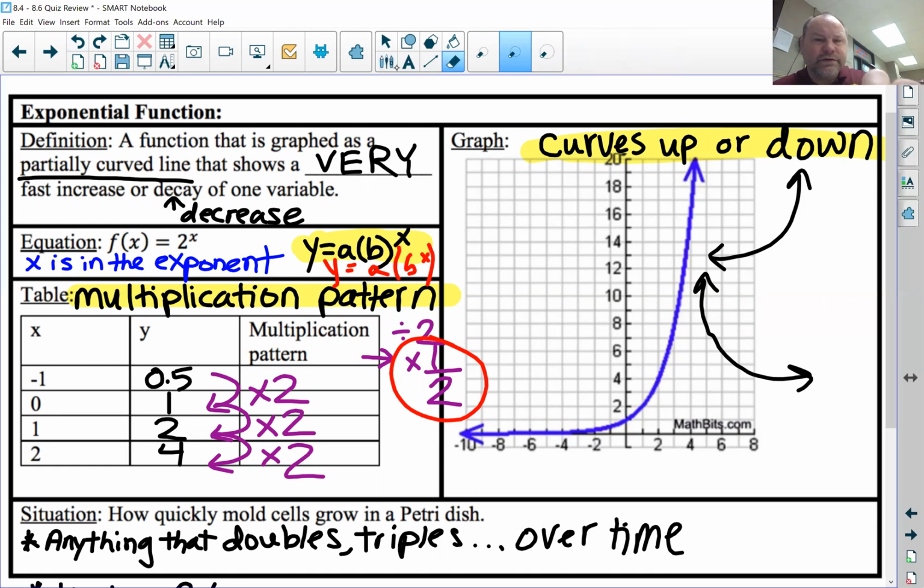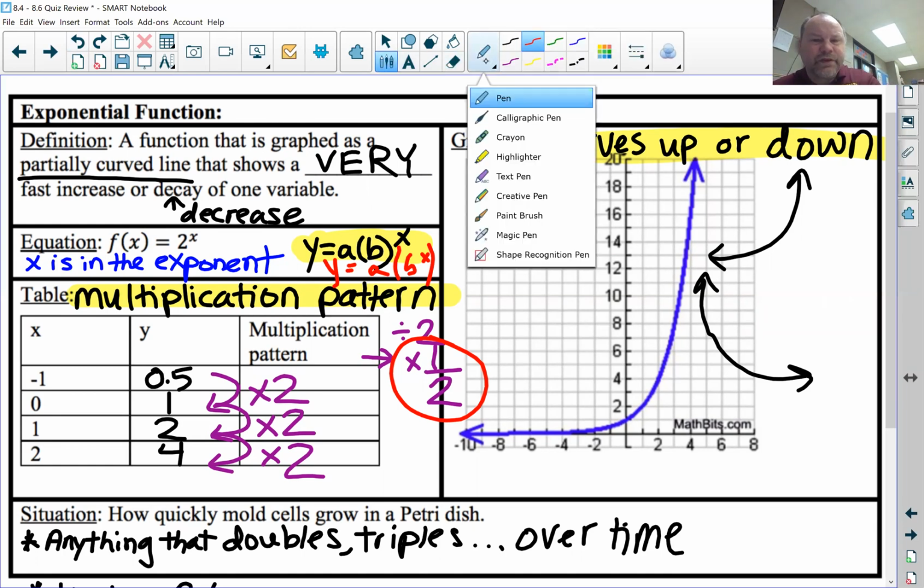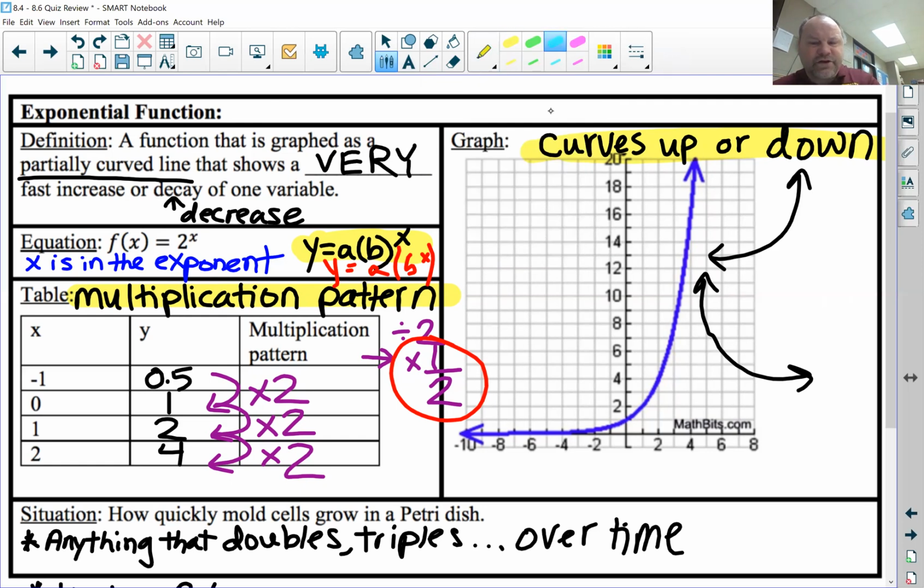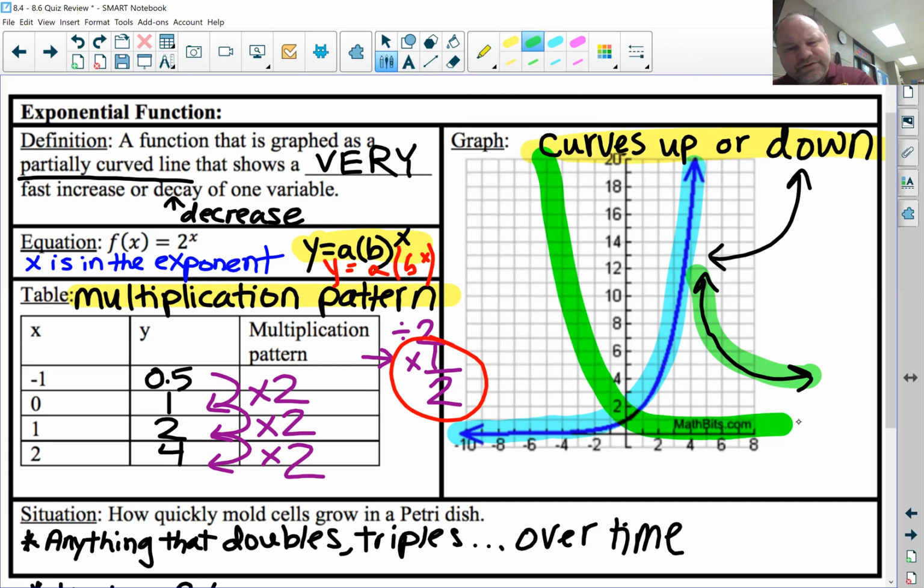The graph, as I said, almost looks linear at the start, and then goes up really quick after we get past x is 0. If it was decay, which I'll do in green, this would be kind of an example of a decay problem, but it would go like this. So it's just the mirror image of the exponential growth graph.